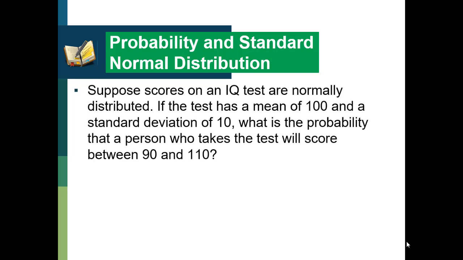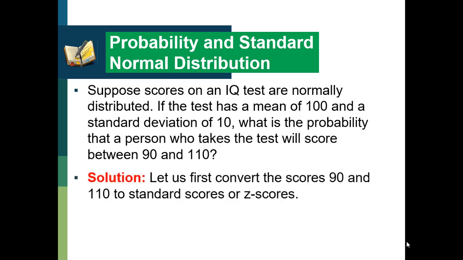Suppose you have this problem. Suppose scores on an IQ test are normally distributed. If the test has a mean of 100 and a standard deviation of 10, what is the probability that a person who takes the test will score between 90 and 110?